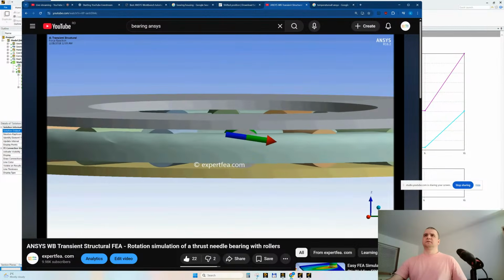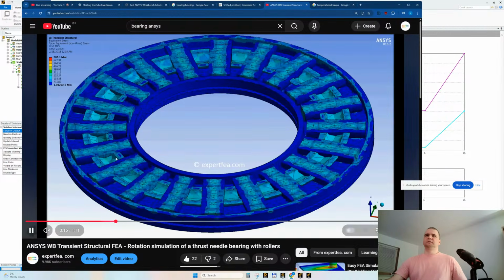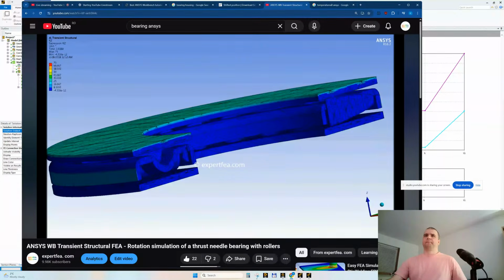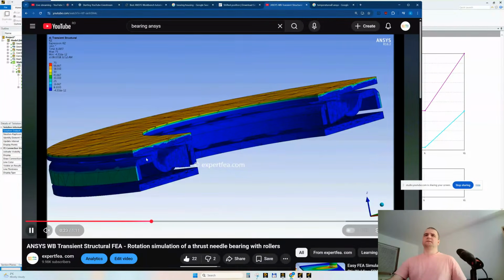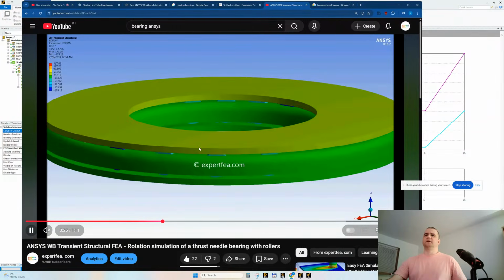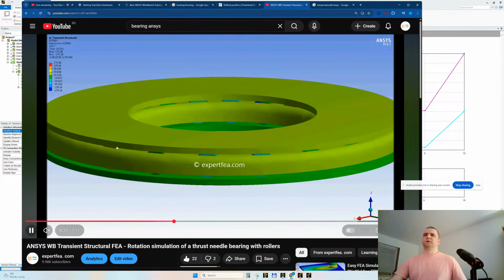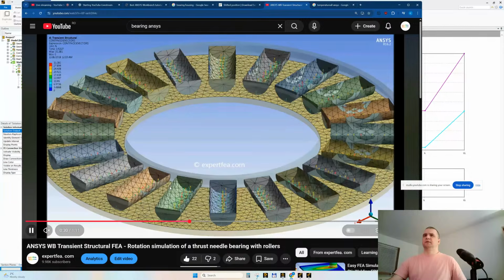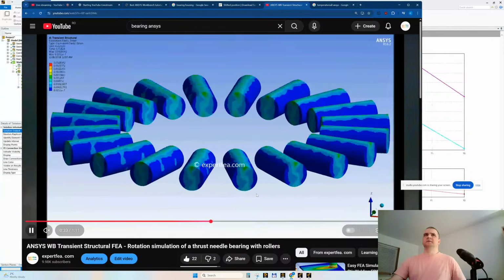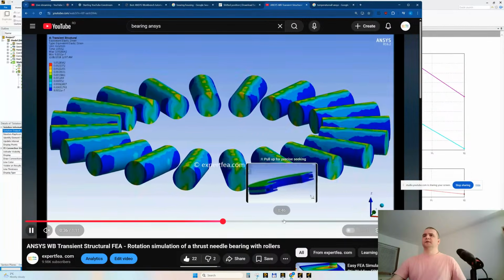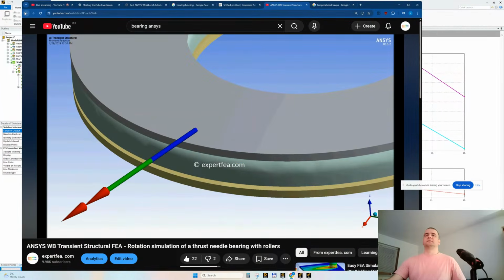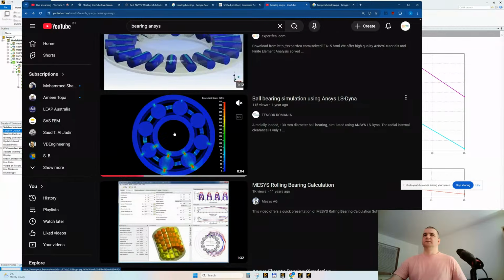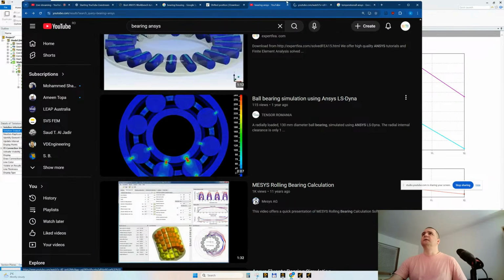Force reaction. This is a section view. The section views in ANSYS are pretty weird when we're talking about rotation. Contact forces, I think. Strain, yeah, it looks very nice. I like it. Let's see something in LS-DYNA.